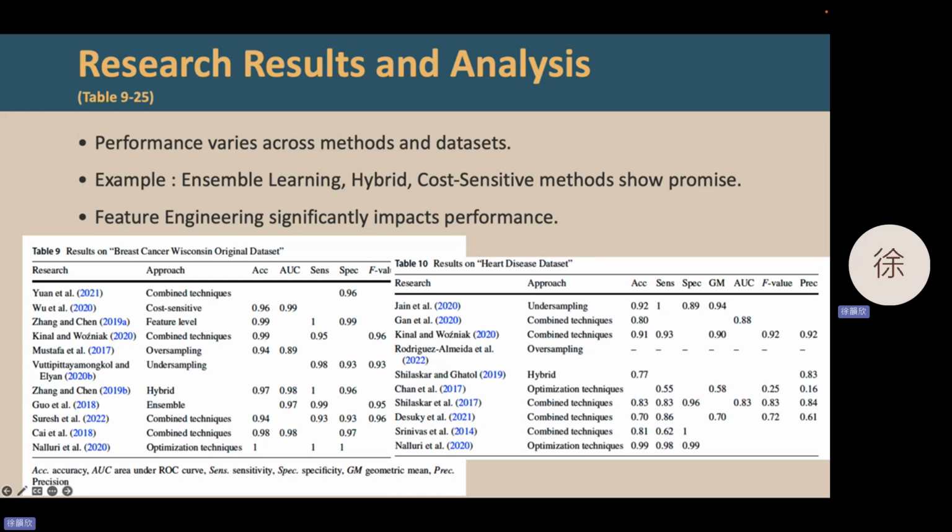The purpose of this is to compare the effectiveness of different methods on the same dataset to see which approach might be more suitable for handling the imbalance problem in that specific dataset. So for example, on the breast cancer dataset, ensemble learning and hybrid methods usually perform well. And on the heart disease dataset, cost-sensitive learning and ensemble learning have better results.